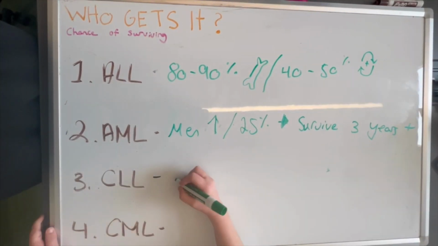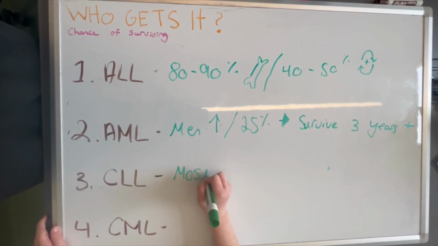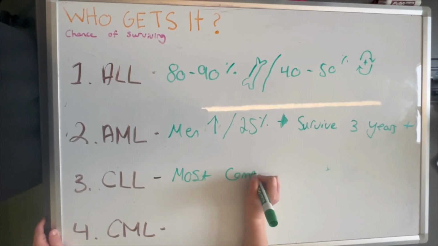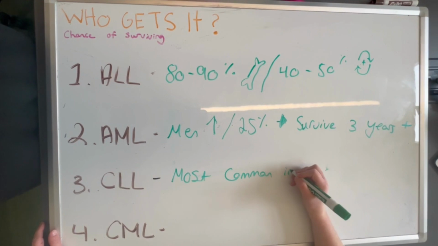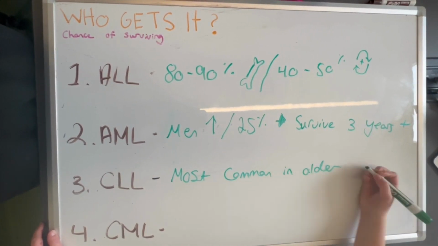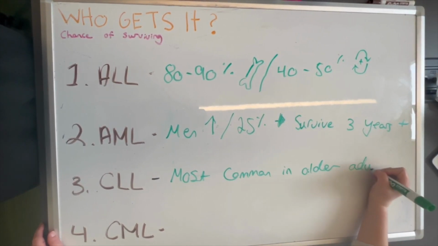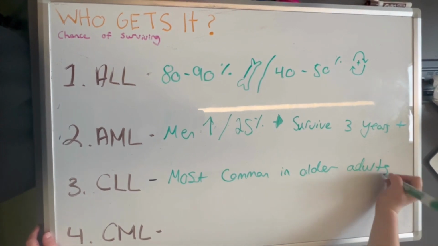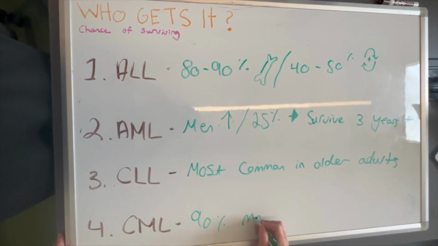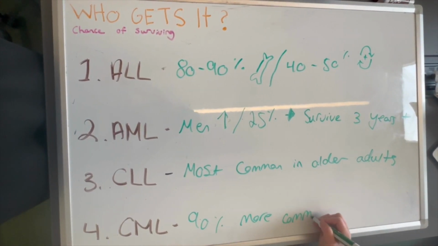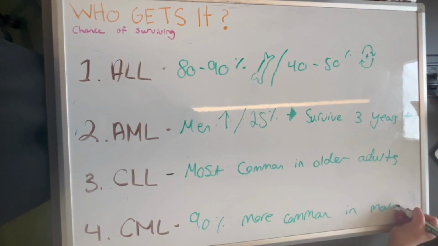CLL is most common in older adults and is rare in young adults and hardly ever develops in children. About 90% of people diagnosed with CLL are older than 50. Around 85% will survive CLL for 5 years or more after being diagnosed with it. It's most common in older individuals with a slightly higher risk in men. Those diagnosed have a 90% chance of surviving 5 or more years.